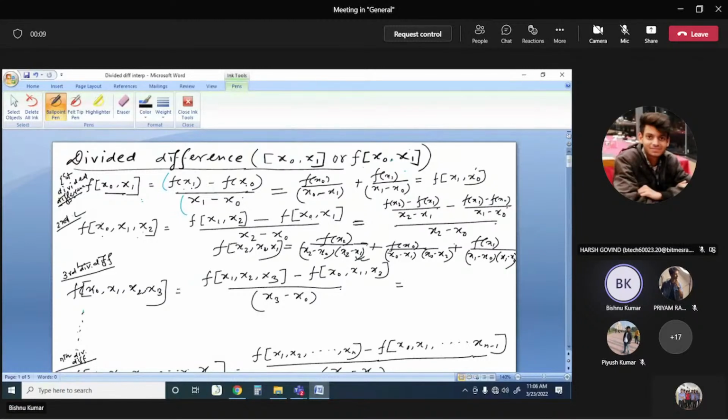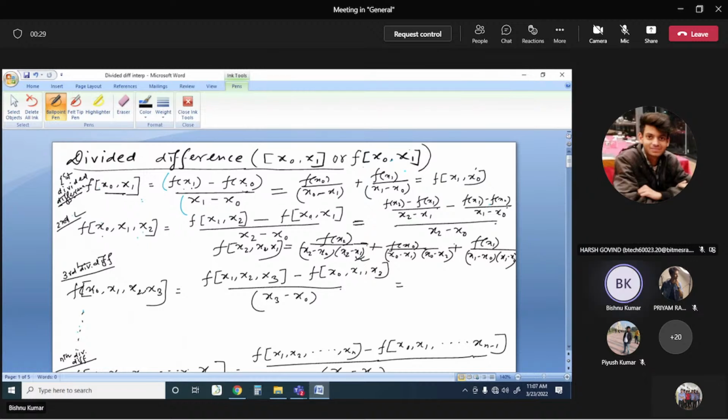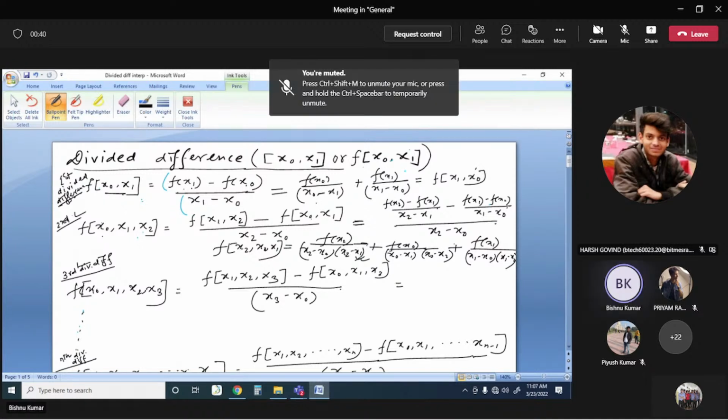Is given to you, that point value you will use and you will calculate these things. You will get a numerical value of this for the given numerical data. And you just see, if I take the common minus in numerator and denominator, then it will be f of x0 by x0 minus x1, minus f of x1 by x0 minus x1. Or if I rearrange this term, it will look like this.